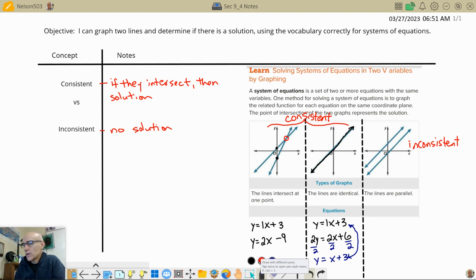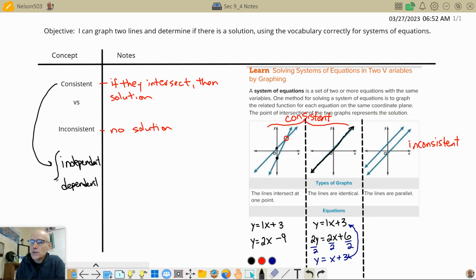Now, here's another set of vocab that we need to understand. There are these words independent and dependent. So if you have a consistent solution, you have at least one answer, then they can be broken down into these two words. Independent means you have one solution, and dependent means you have infinitely many solutions. I'm going to put that infinite sign down so I don't have to spell the word out. Infinitely many solutions. Now, how can infinitely many solutions happen? Well, the two lines are really just sitting on top of each other. Okay, so that's what they use the word dependent for. So I'm going to put that word.